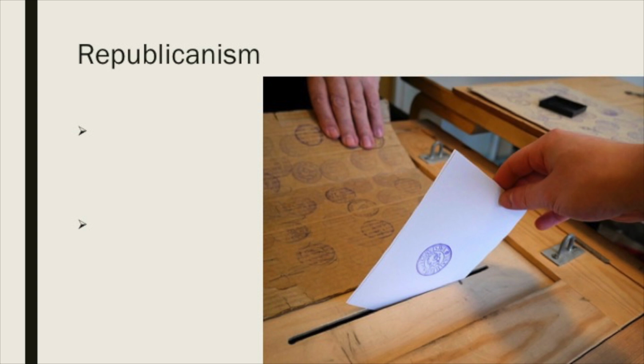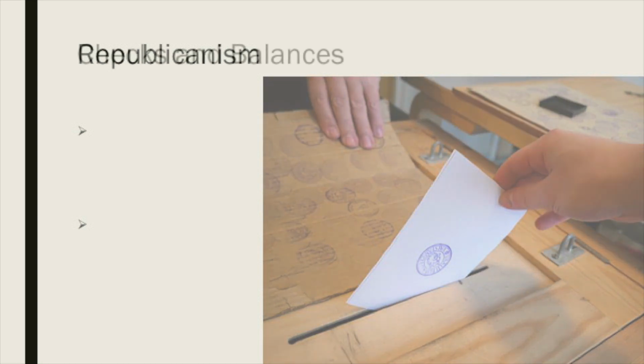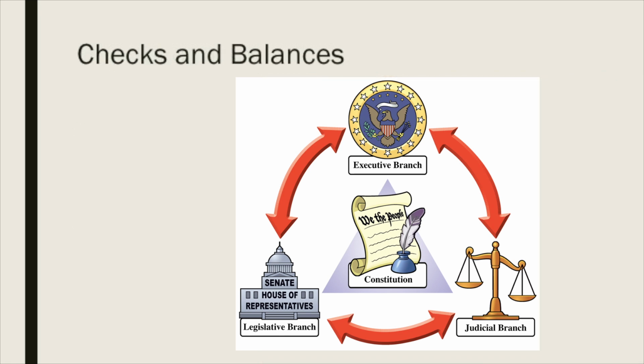The next principle is the idea of republicanism. Republicanism is the idea that power belongs to the people. In a republican form of government, the government gains its power from the consent of the governed. James Madison discussed this in Federalist No. 39. Madison said that republicanism is a government which derives all its powers directly or indirectly from the great body of the people and is administered by persons holding their offices during pleasure, for a limited period, or during good behavior.